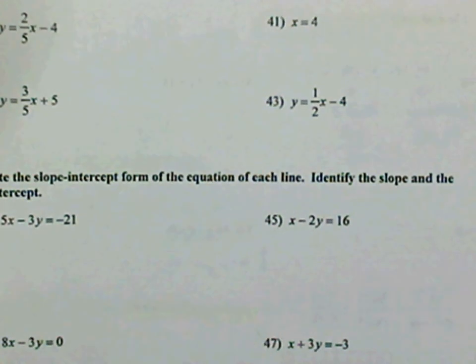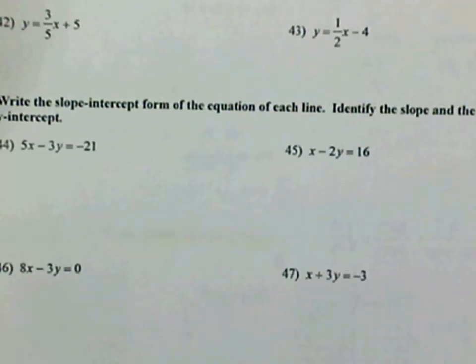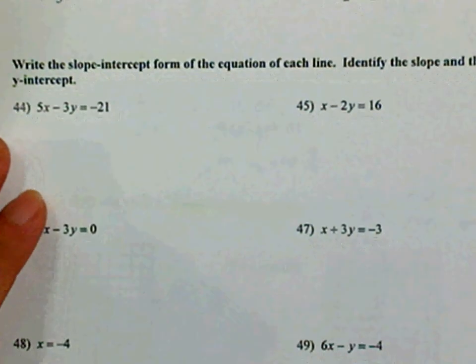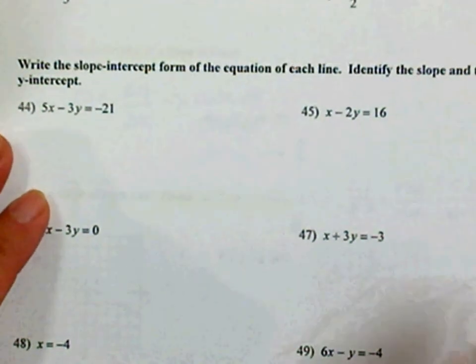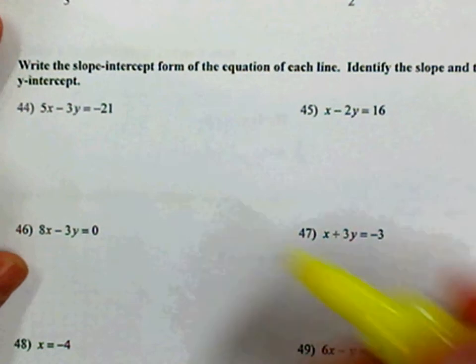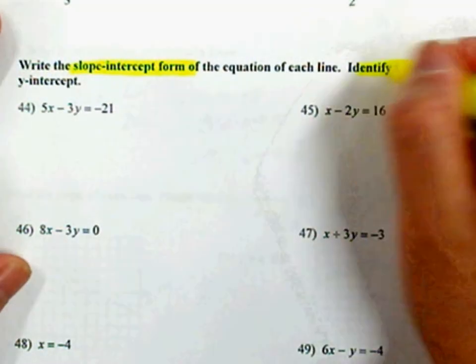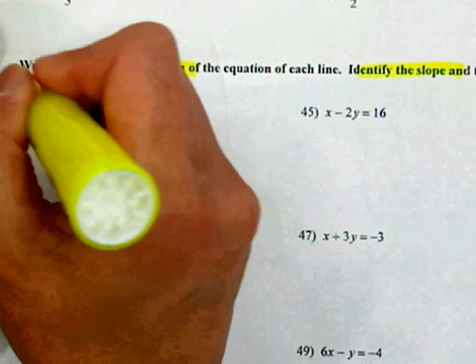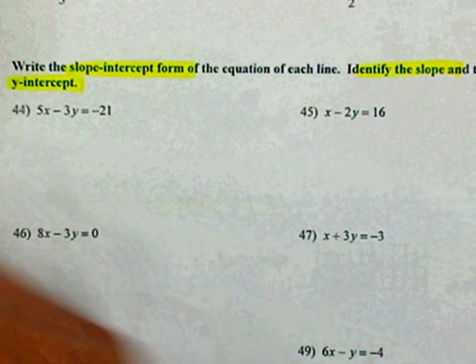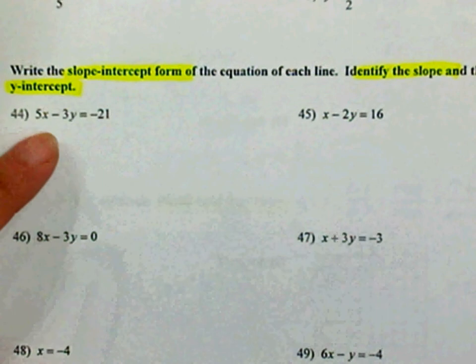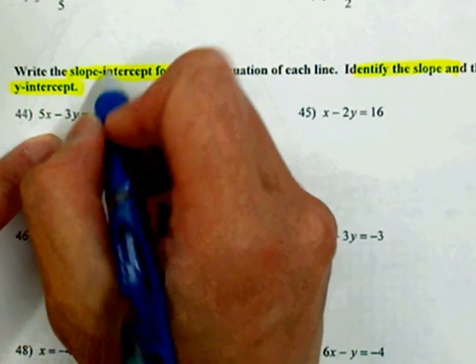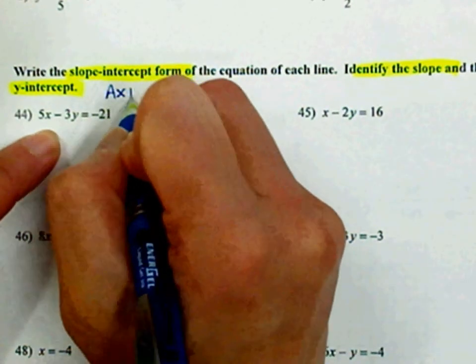Okay. All right, welcome back, guys. Here's number 44. Okay. It says, write the slope-intercept form, identify the slope, and the y-intercept, okay? So notice this looks like AX plus BY equals C.